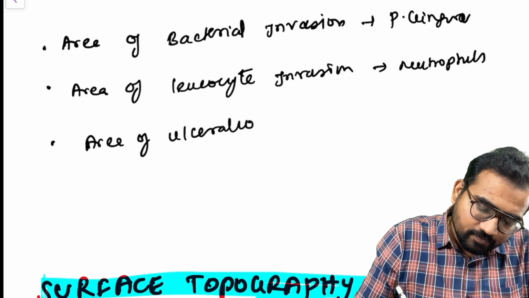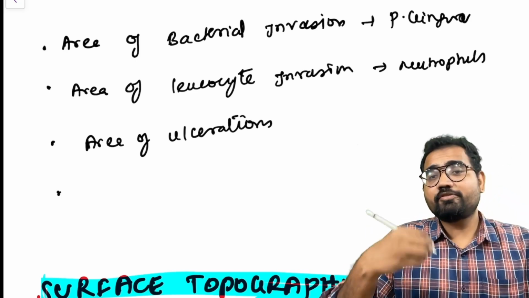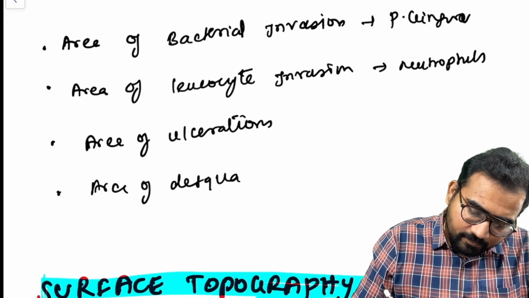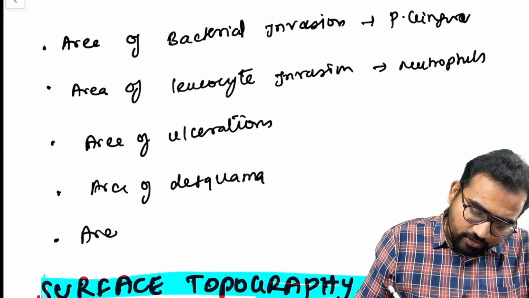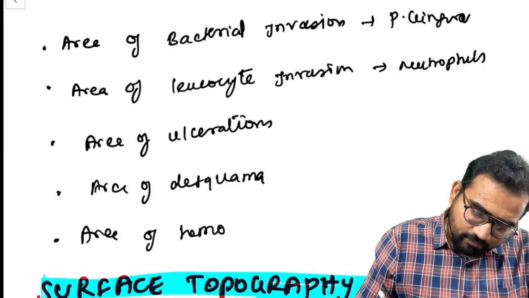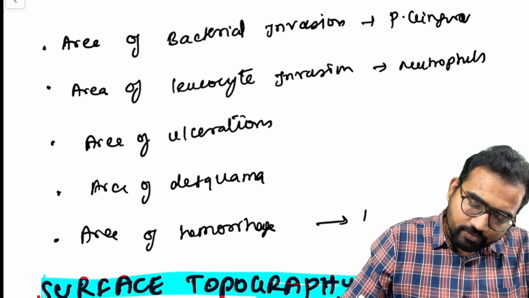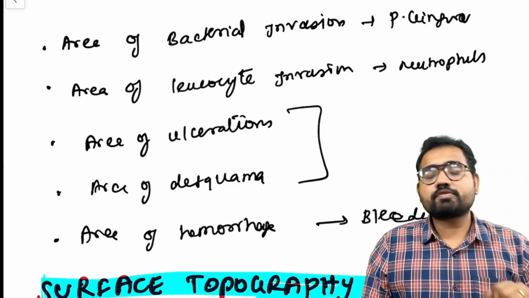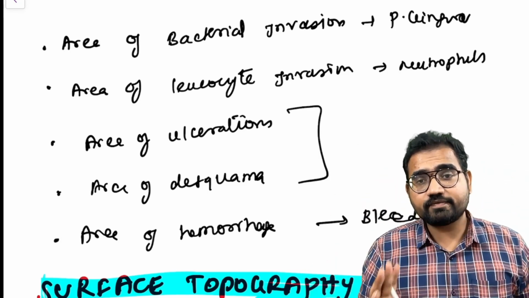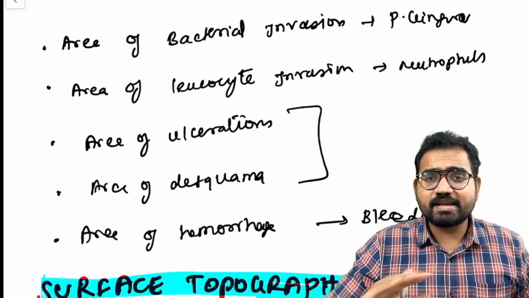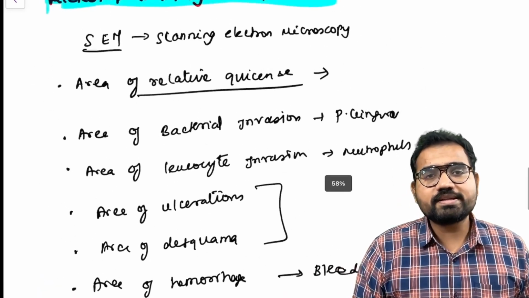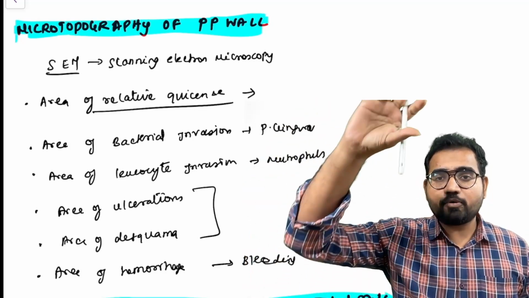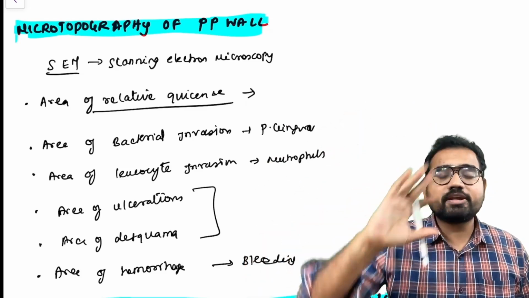ulcerations, because there's going to be a fight between the bacteria and the host cells, area of desquamation, and area of hemorrhage. So the area of hemorrhage is responsible for the bleeding, and area of ulcerations is because of the break in the continuity of the epithelium as it loses its cohesiveness, and there's going to be desquamation of the epithelium as the epithelium atrophies. So this is what I see when I introduce an electron into the sulcus, and I'm going to take the piece of the pocket affected gingiva and study it in a microscope.